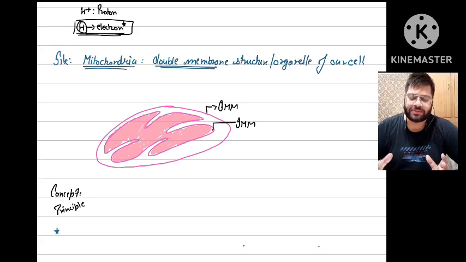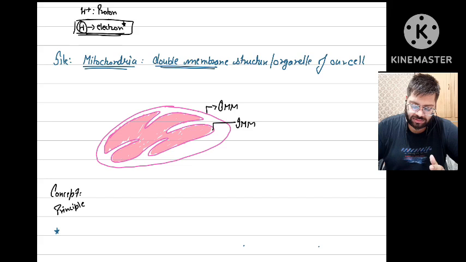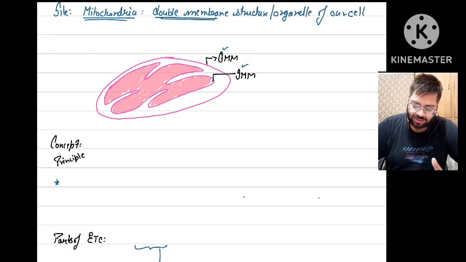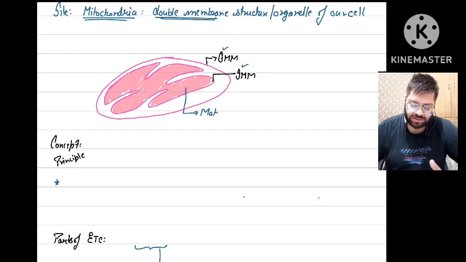We just need to remember that it is double membrane. One is the outer mitochondrial membrane, one is the inner mitochondrial membrane, and inside the inner mitochondrial membrane there is the matrix. This is the basic structure of mitochondria. We need to get accustomed to it.